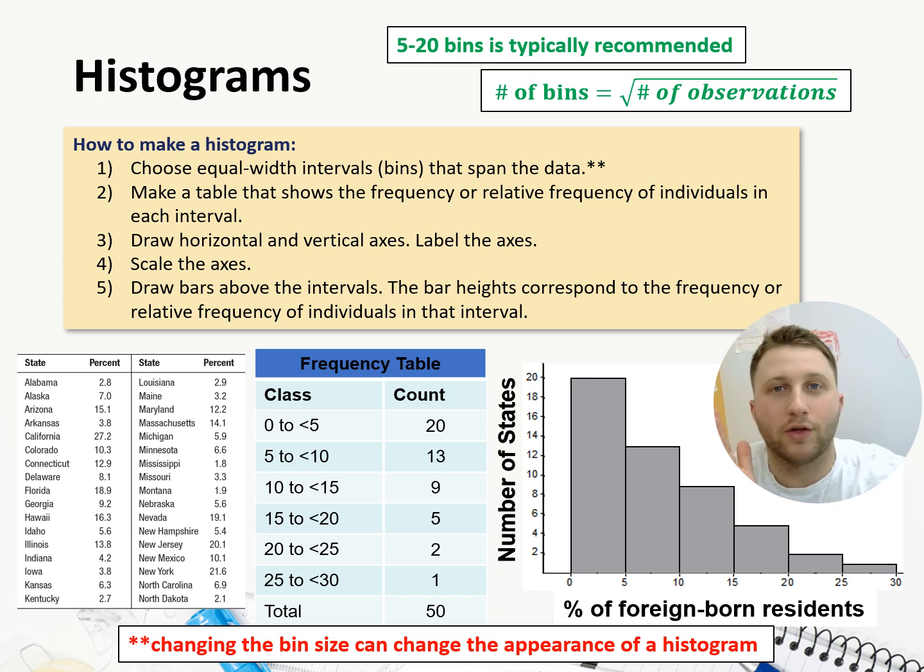But if you have any values at that specific value, like if we had any states at exactly 5%, that would not be in the first bar, which would go from 0 up to but not including 5. The second bin would actually start at 5 and go up to but not include the 10.